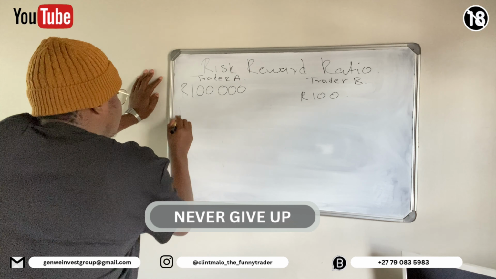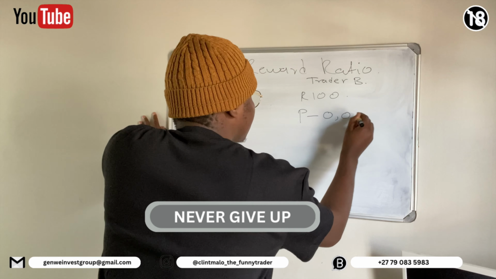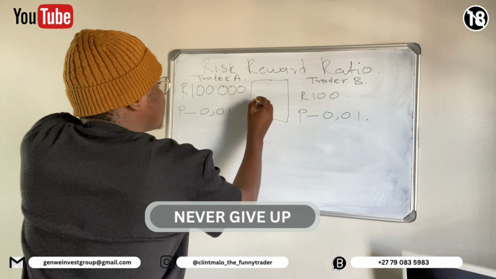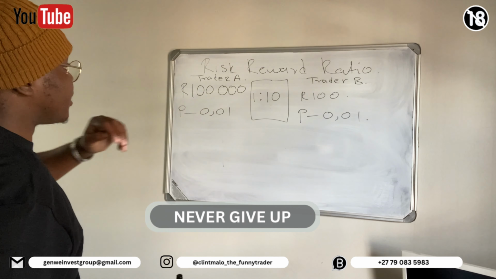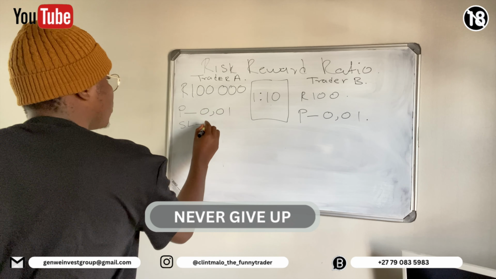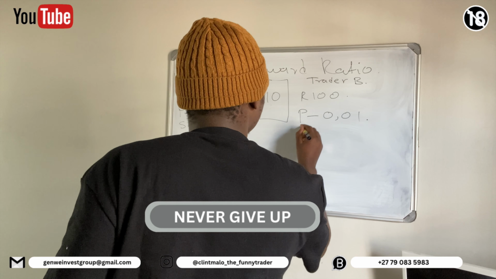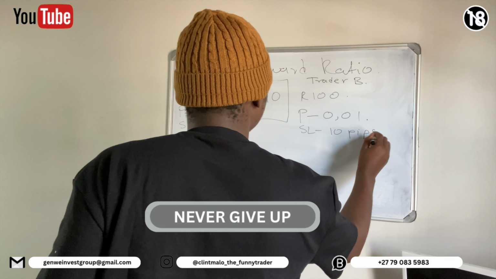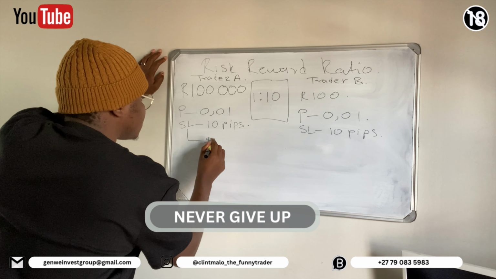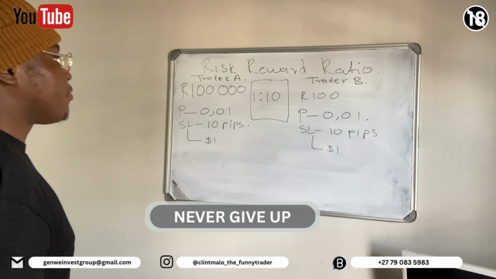Now, they both open a position for 0.01. This one opens a position for 0.01 as well. Now, the risk-reward ratio for both traders is 1:10, meaning they are making 10 times more than what they've risked. So they've risked, let's say, a stop loss of 10 pips. This one is a risk of stop loss of 10 pips. When it moves to a stop loss, this one is going to lose how much? It's going to lose $1. This one is going to lose how much? It's going to lose $1.